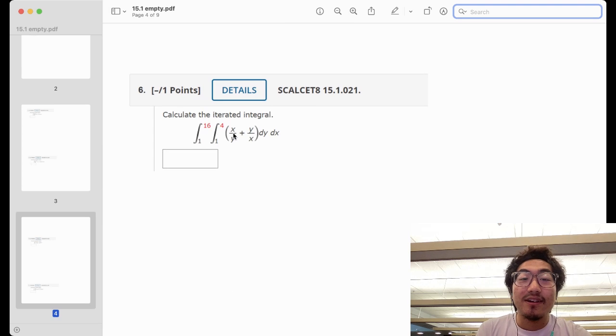Here's the same thing. You probably write it as a product rule, x times y to the power of negative one, plus y times x to the power of negative one. Use the power rule and then do anti-differentiation. For the inner one, use dy. y is the variable and x is a constant, and you find the antiderivative expression. Then the integration again. That is your final answer for this double integral.